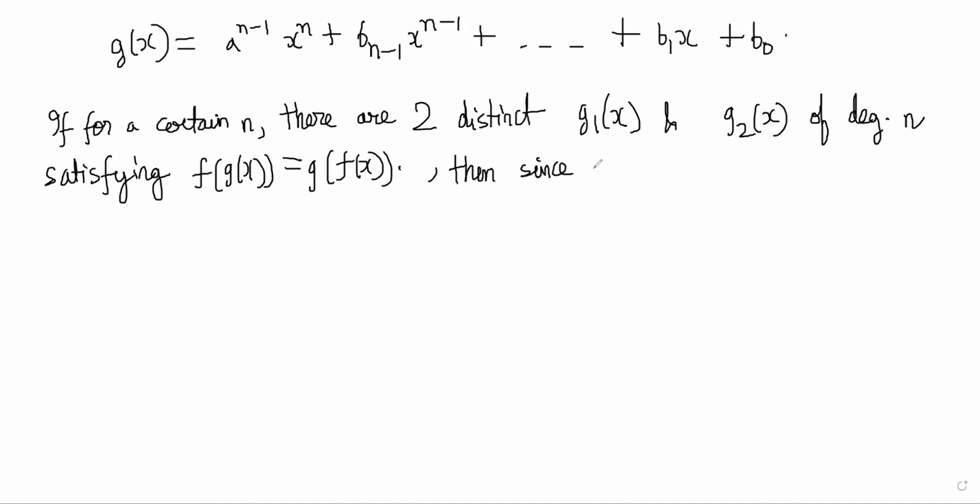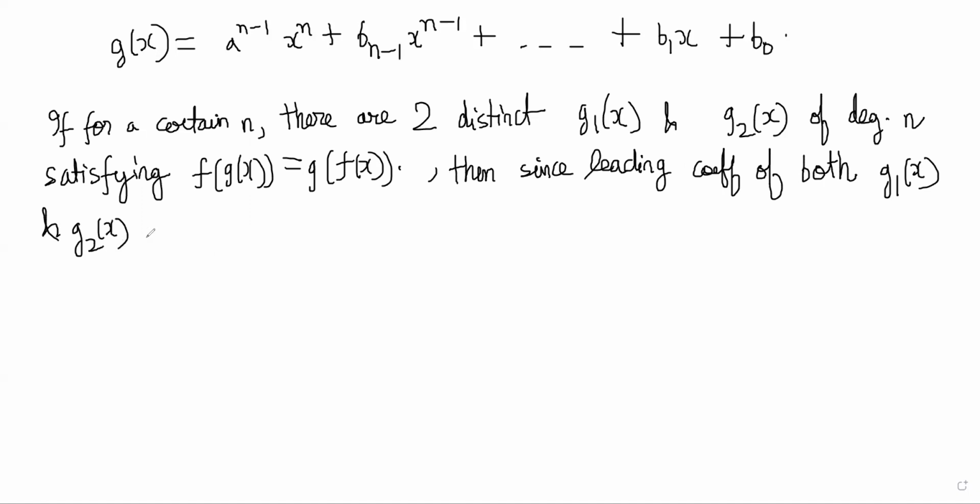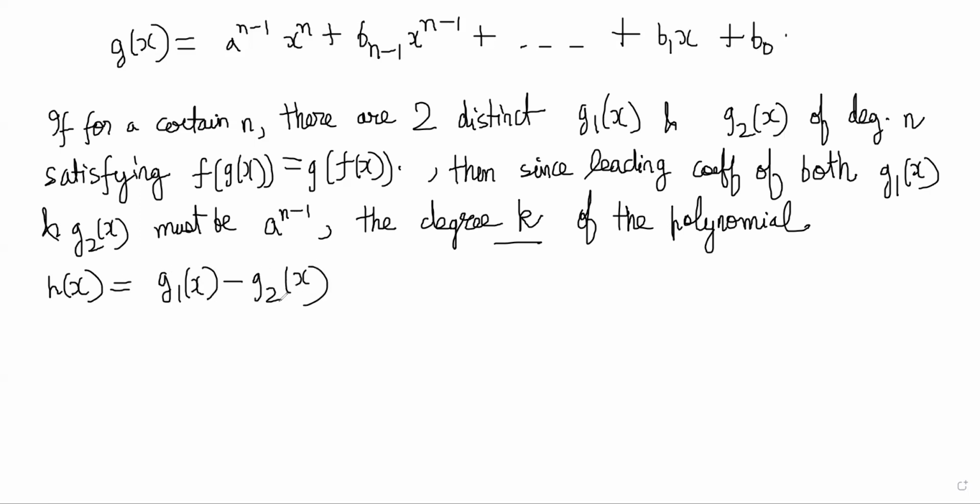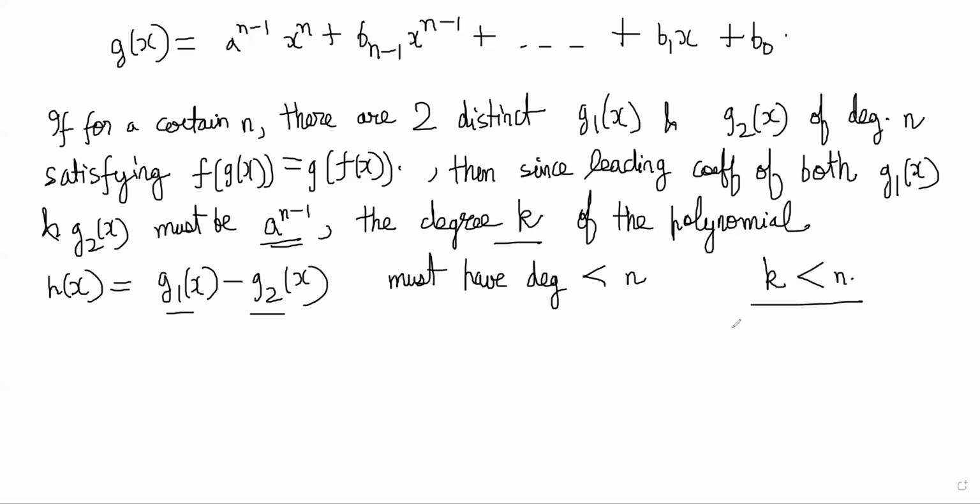since the leading coefficient of both g1(x) and g2(x) must be a power n minus 1, let's call h(x) as g1(x) minus g2(x), and let its degree be k. Both g1(x) and g2(x) have degree n, but they have the same leading coefficient a power n minus 1. So h(x), which is g1(x) minus g2(x), must have degree less than n. It cannot be n because the first term gets cancelled. So degree k is less than n.